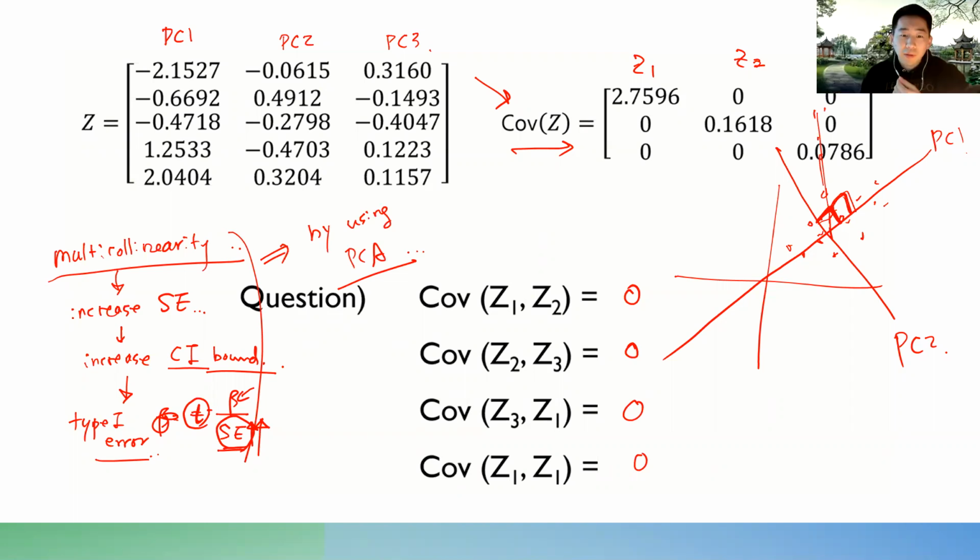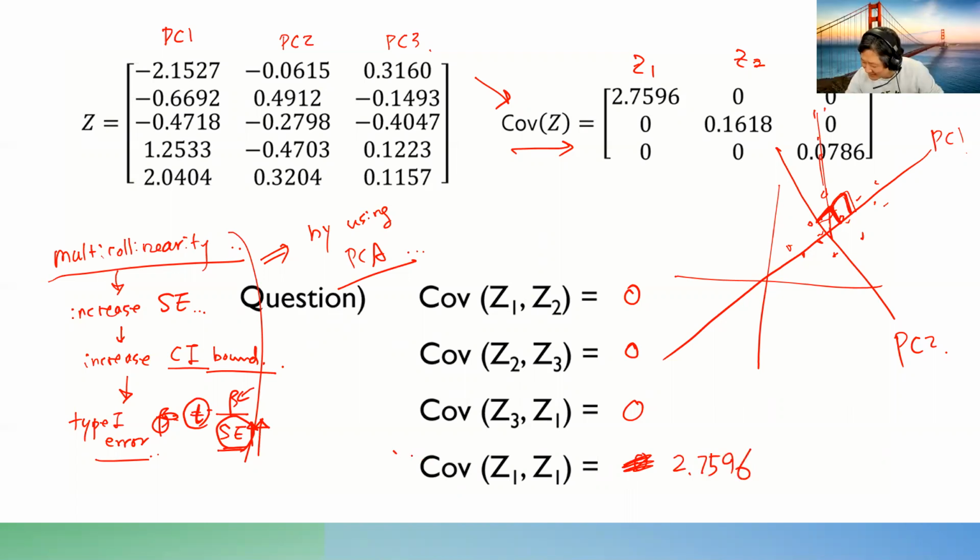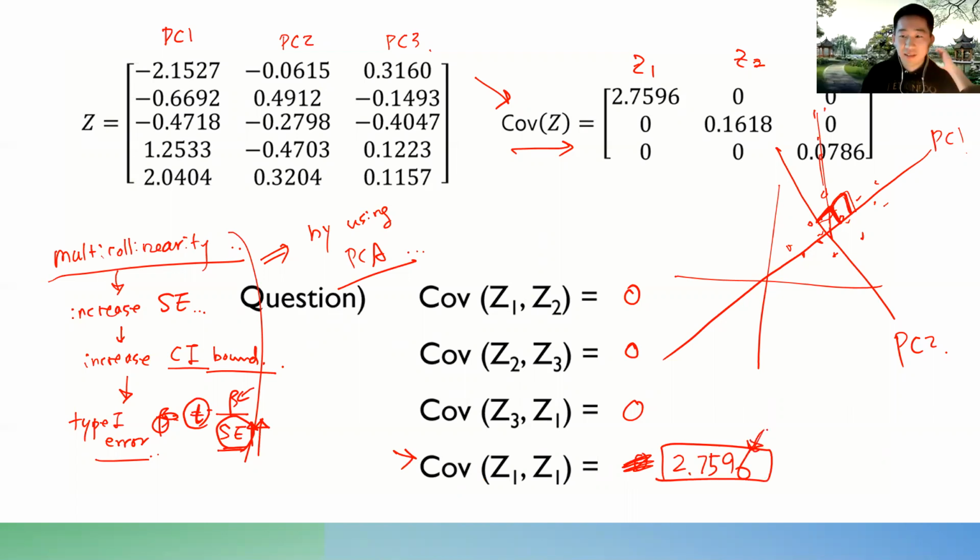Phil, quick question. On the covariance of Z1 and Z1, it is 0. Oh, I'm sorry. This one? You're right, yeah. I'm sorry. This is not 0. We'll talk about this one in the next slide.